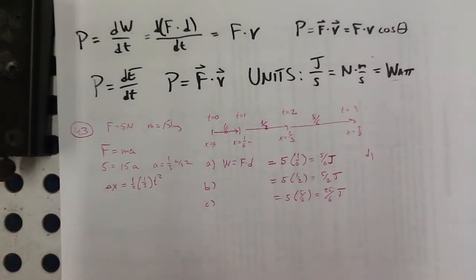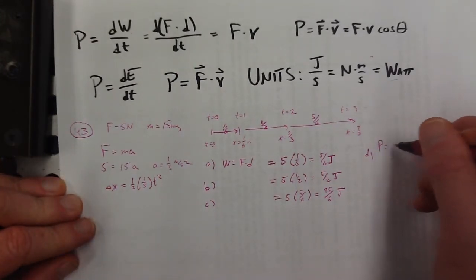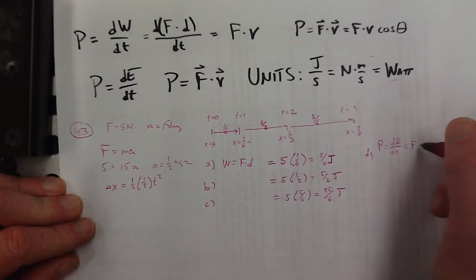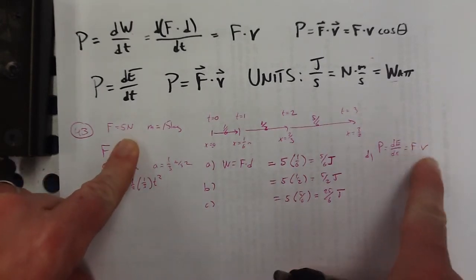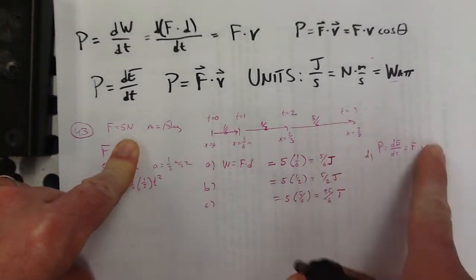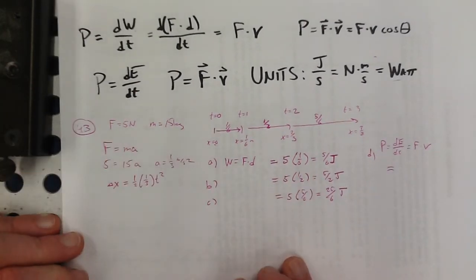The book wrote those in decimal form for you, so you can have them that way if you want. And then how about the instantaneous power due to the force at the end of the third second? Well, our choices for instantaneous power would be either the derivative of energy with respect to time or force times velocity. So I know what the force is, 5 newtons, so if I just knew how fast it was going there, that would be the easy way. So I'm going to choose to do it that way.